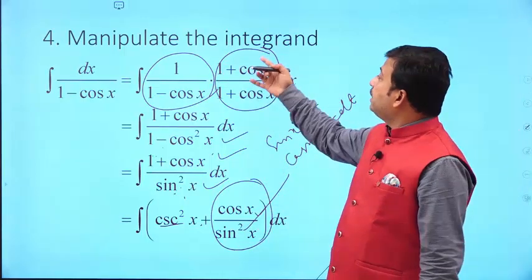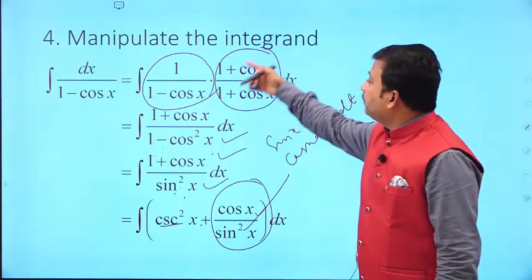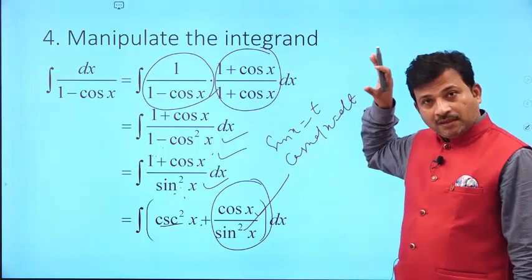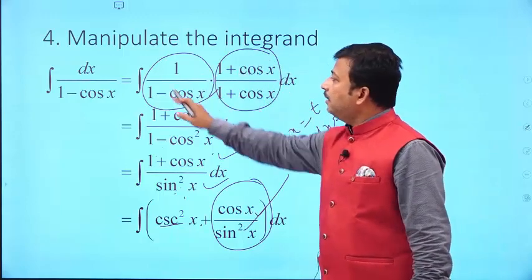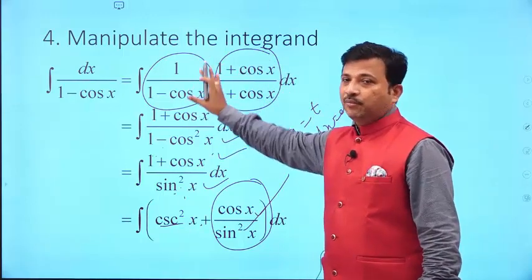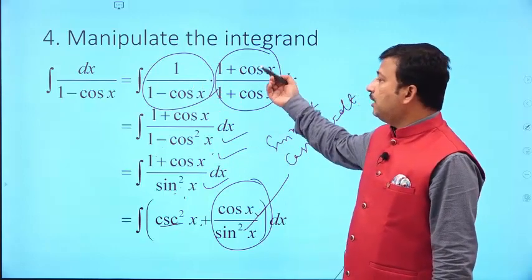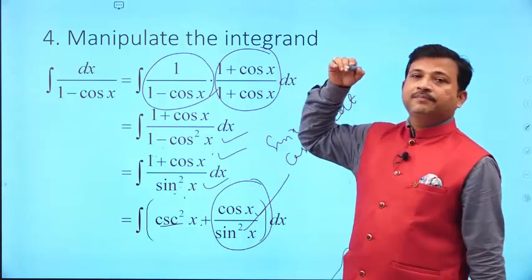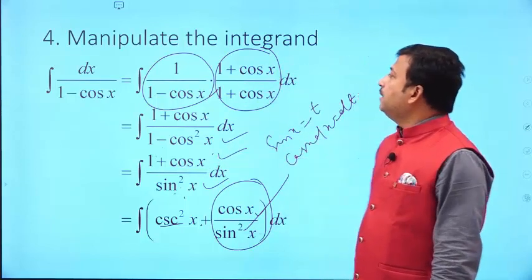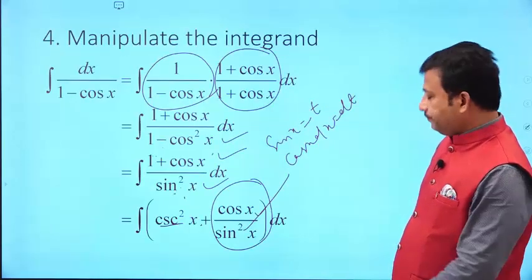We have manipulated the integrand by multiplying a term which should not alter the function given. This is a very important thing. So if you are multiplying by something above, you have to multiply the same below. What functions you are multiplying above, you should multiply below also. This is manipulating the integrand.